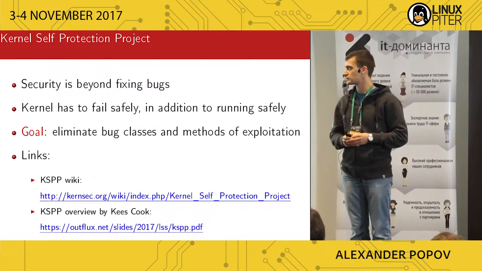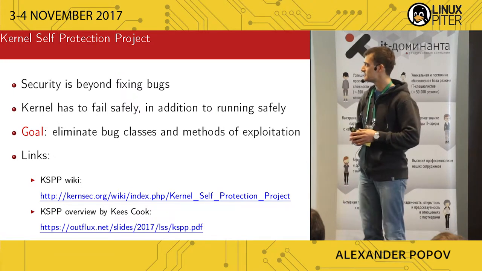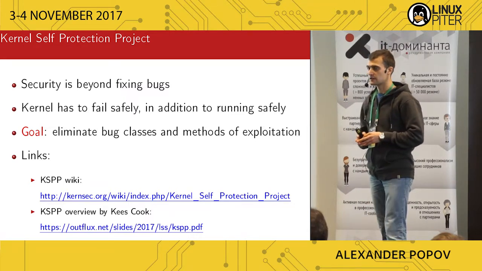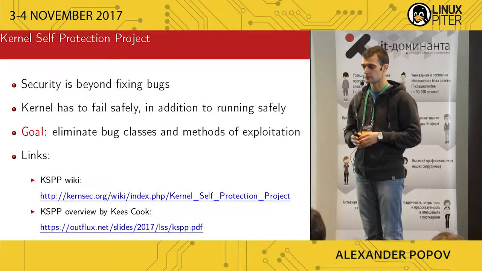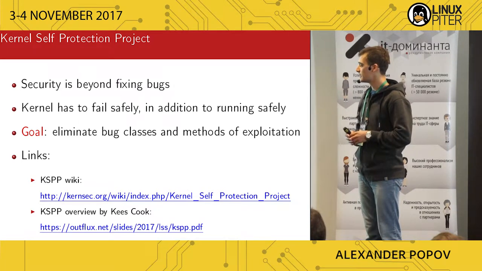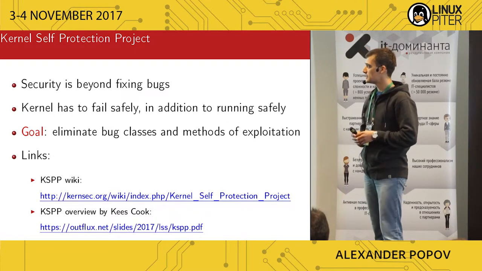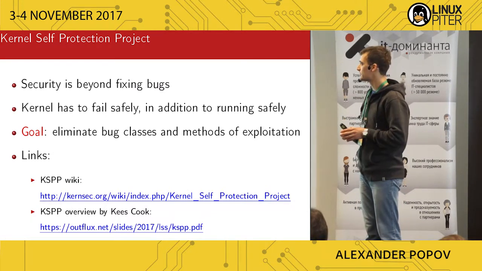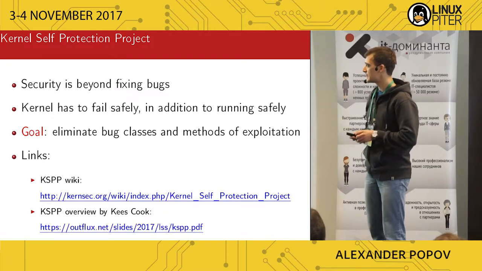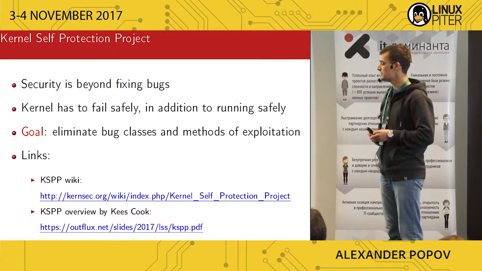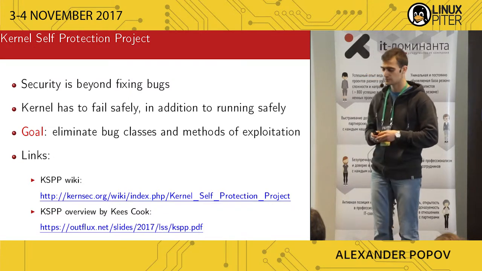First of all, about the Kernel Self-Protection Project. The main idea behind it is that security is beyond only fixing bugs. In addition to running safely, the kernel should fail safely in case some bug in code is actually hit. The goal of the project is basically to eliminate the bug classes and the whole methods of exploitation of security bugs in the Linux kernel. There are nice links with a lot of interesting information: the Kernel Self-Protection Project wiki, and the current overview of the project by one of the leaders of this project, Kees Cook.